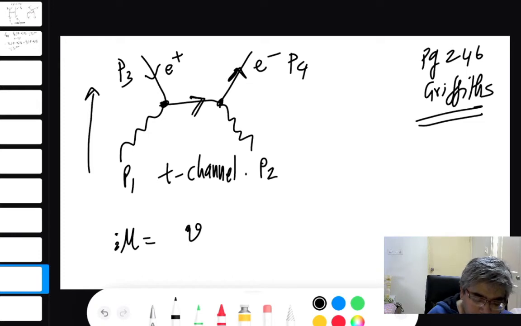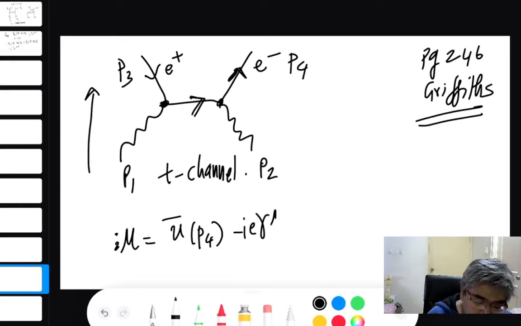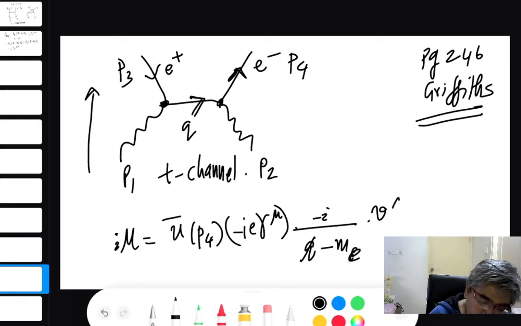And now the main difference here is that the initial states are no longer fermions, the incoming states are photons. So their wave functions are completely different. Suppose I want to write this particular case, I would prefer starting from u bar of P4, minus i gamma mu, because then there is the propagator of the electron. The propagator of the electron would be given by, let me just say q, so minus i q slash minus m electron, times v of P3.